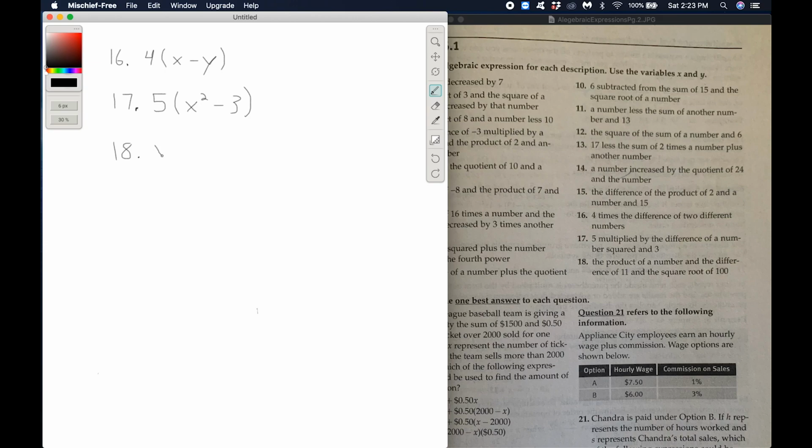So the number, the product of a number, is going to be x. Okay, so the product of a number and the difference of, so we're going to multiply this number by whatever the difference of 11 and the square root of 100 is. So that's going to be 11 minus the square root of 100. And there we have it for that. Put parentheses here.